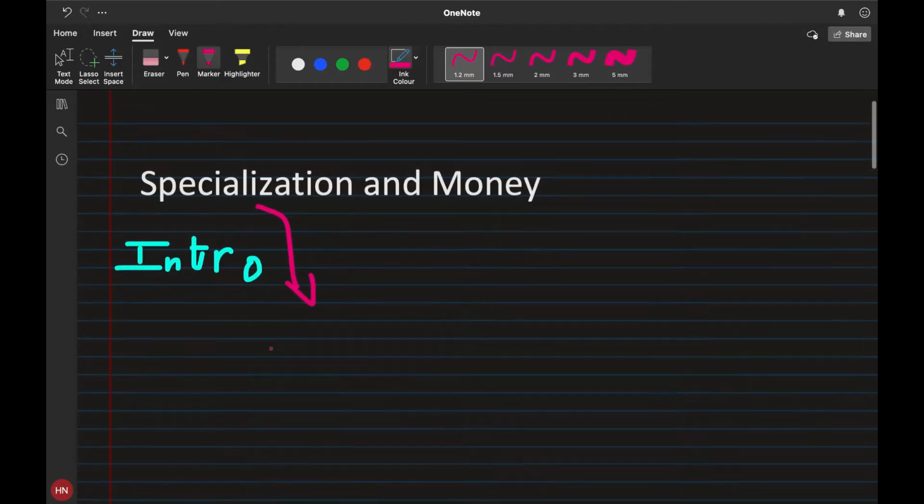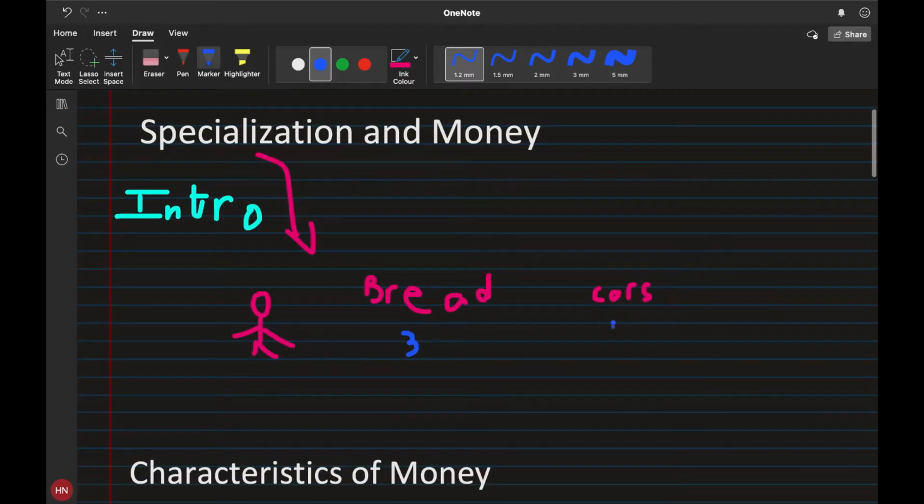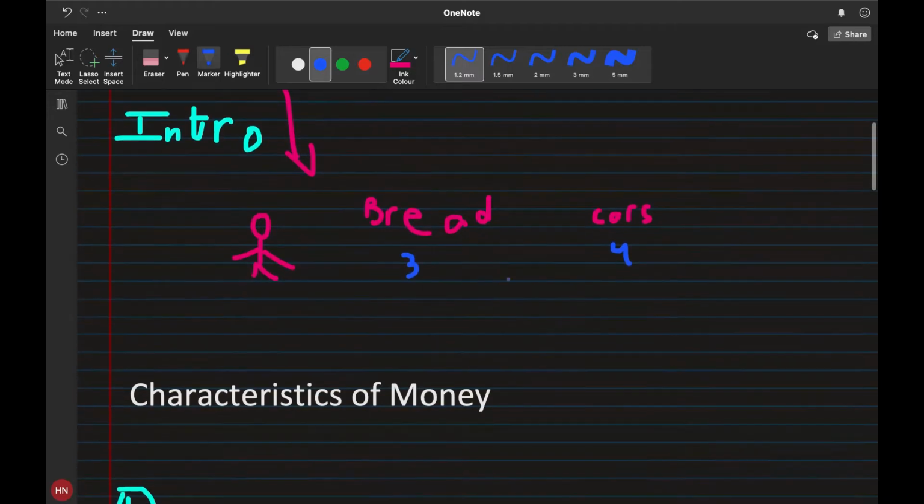So let's say there is a guy, right, and he can either produce, let's say, bread or he can produce cars, right? And he can either produce three units of bread or four units of car. In this case, the ratio is 3 to the ratio 4. So if he gives up 3 breads, he will be able to produce 4 cars, right?